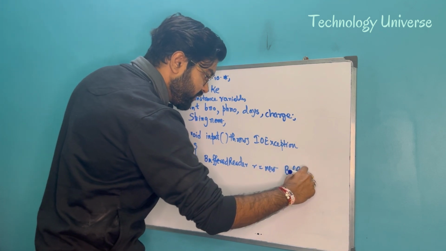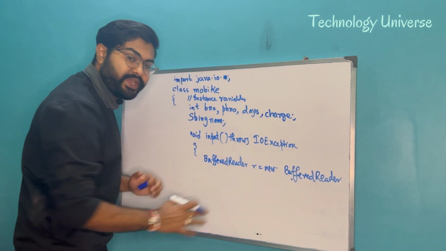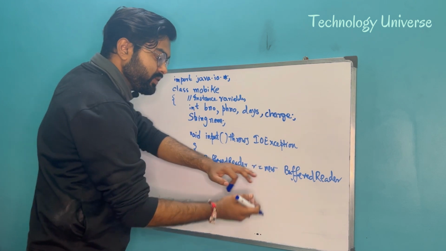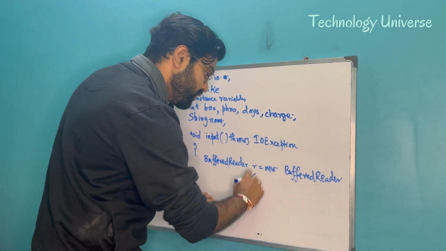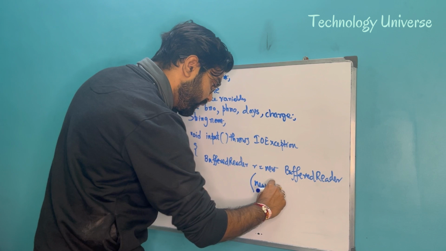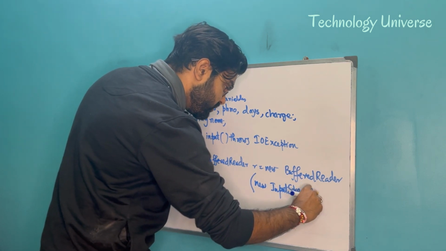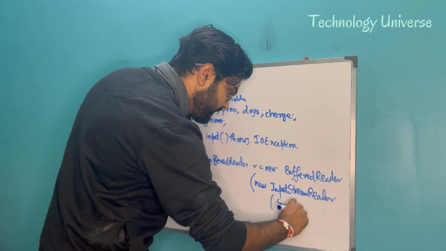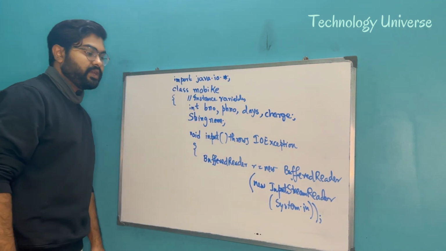The syntax is new BufferedReader. You can see this new keyword is used to create an object of a class. This is the data type, this is the variable name, new, then the class name. The class is a user defined data type. Then inside the constructor of the BufferedReader, we have to pass an object of InputStreamReader. This is also a part of the syntax, so you have to follow it exactly. So here we are taking System.in, and now we are ready with the BufferedReader object.